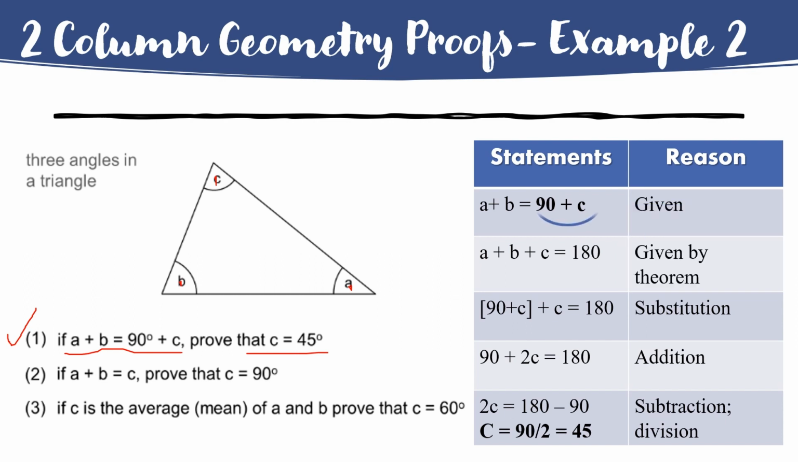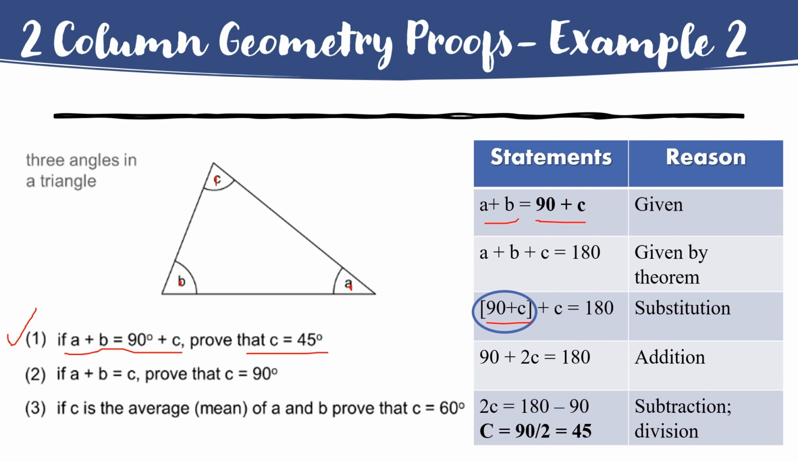So now we're going to use the substitution property and substitute what we are given in order to help us find what we don't know. So we were given the 90 plus C. You can see it circled there. And so we're going to substitute for the A plus B, 90 plus C, because we know that A plus B equals 90 plus C. And so now we use the 90 plus C here to help us find what we're looking for. And then we do addition, and we end up with 90 plus 2C equals 180.